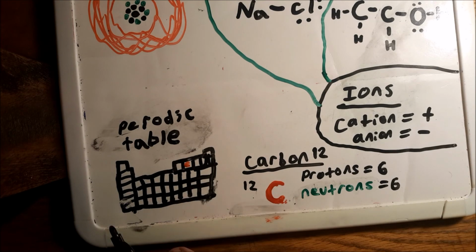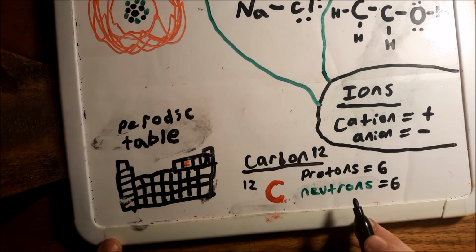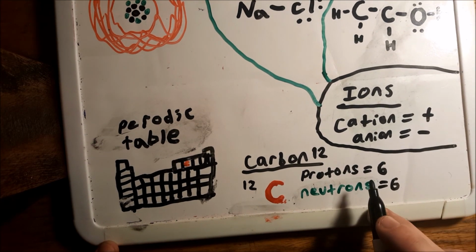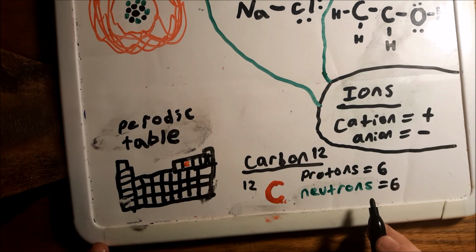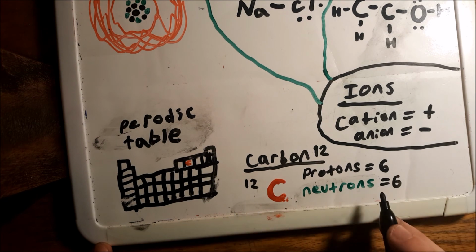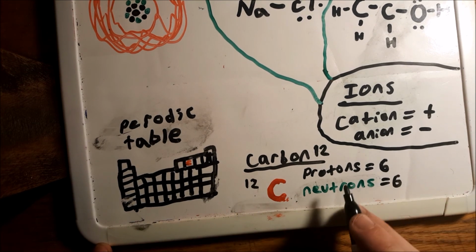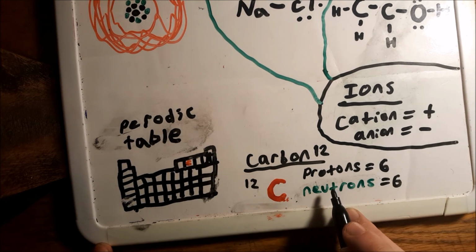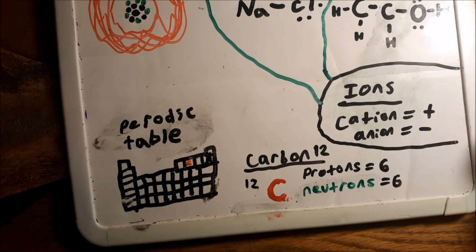So let's look at carbon 12. Carbon 12 is an element with 6 protons and 6 neutrons. The number 12 is its mass number, which is just the number of protons and the number of neutrons added together. Pretty simple. Also know that a proton has a charge of +1, a neutron has a charge of 0, and an electron has a charge of -1. Don't worry about what that means.